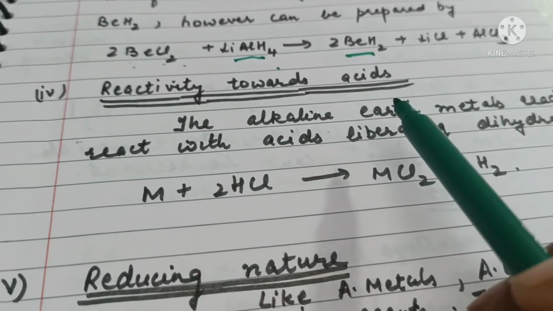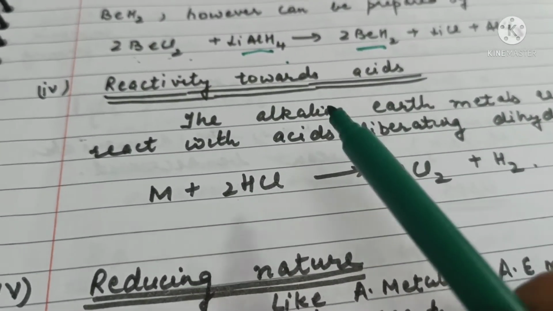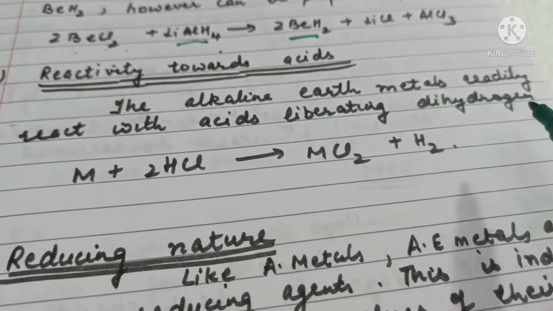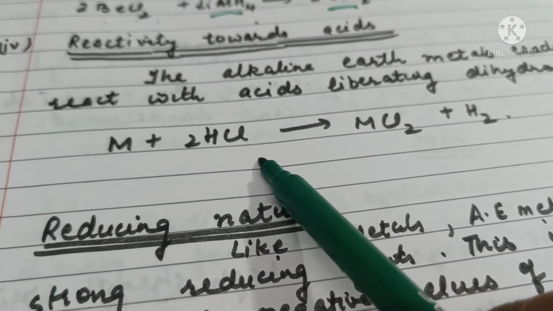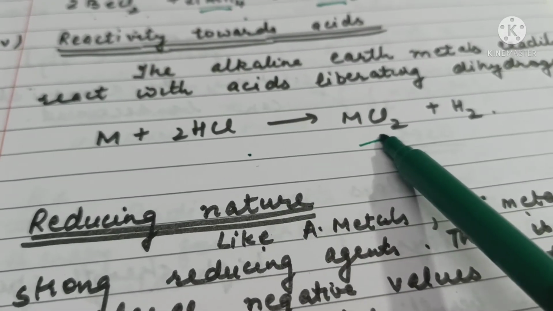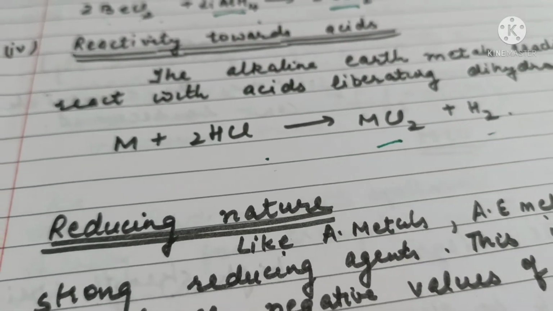Reactivity towards acids. Alkaline earth metals react as typical metals and displace hydrogen from acids. For example, alkaline earth metal plus hydrochloric acid will give alkaline earth metal chloride and hydrogen.